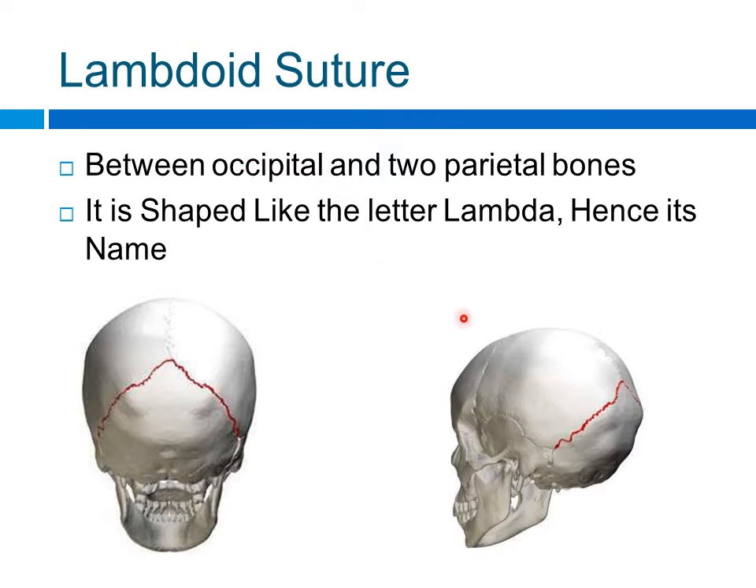Lambdoid suture: between the occipital and two parietal bones we have the Y-shaped lambdoid suture. It is shaped like the letter lambda, hence its name. Lambda is actually a Greek letter, which has an inverted Y shape. So the inverted Y shape suture is known as the lambdoid suture.